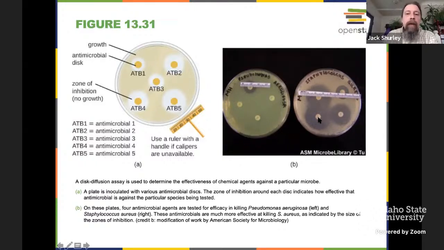So again, disc diffusion, and we will see some similar techniques again in the next chapter, and taking it up a little bit more, we can do some dilutions and figure out specific concentrations, and that might be something that we are interested in as well.